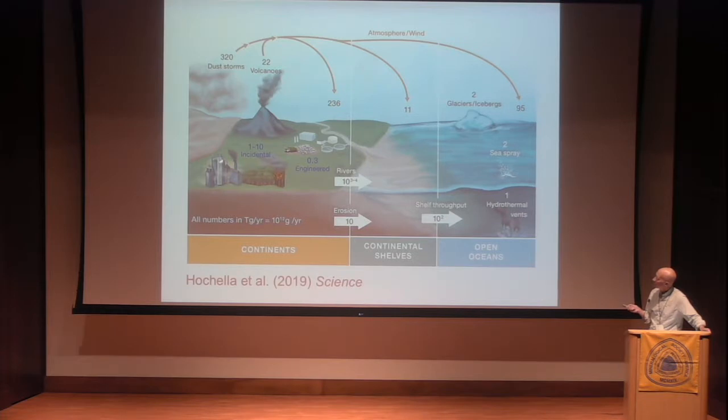Both of these are totally dwarfed by natural nanomaterials, like from dust storms or from volcanoes or from hydrothermal vents or sea spray or glaciers, or what the rivers bring to the oceans. Massive amounts, just from dust storms alone, on an annual basis, 320 million tons of nanomaterials go off into the atmosphere and travel the planet. Oh, by the way, you're breathing them right now. Okay.